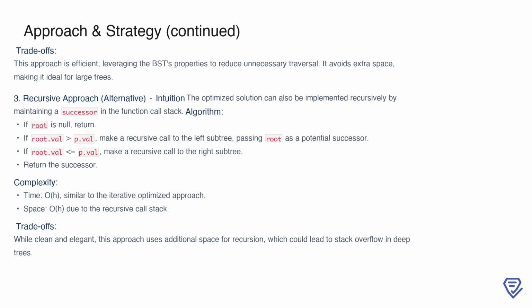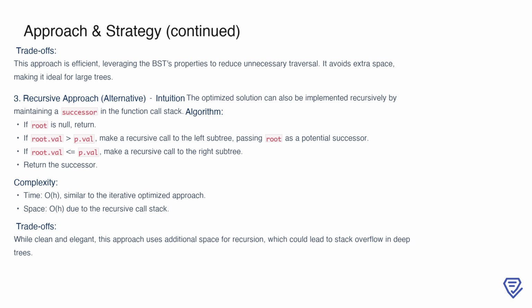One such alternative is the recursive implementation of the same logic. Here, instead of maintaining the successor variable explicitly, we use the function call stack to keep track of potential successors. The recursive algorithm works by checking the root's value and making recursive calls to either the left or right subtree, passing the current root as a potential successor if its value is greater than P.val.